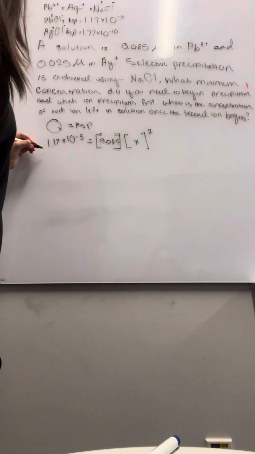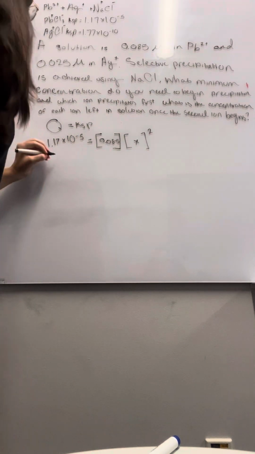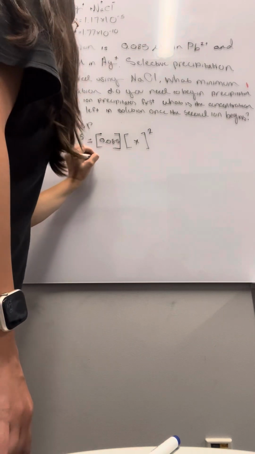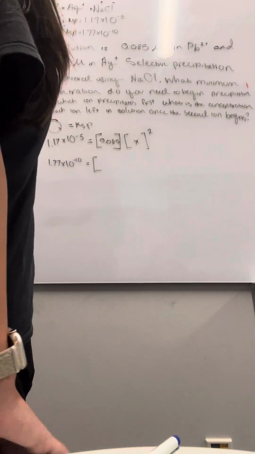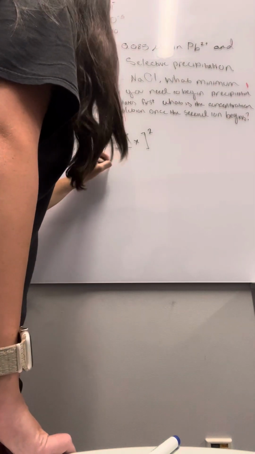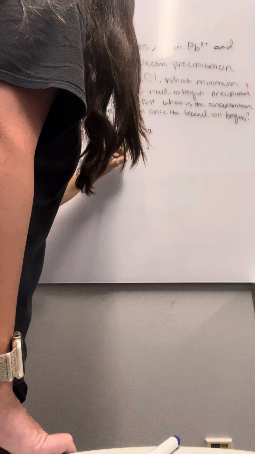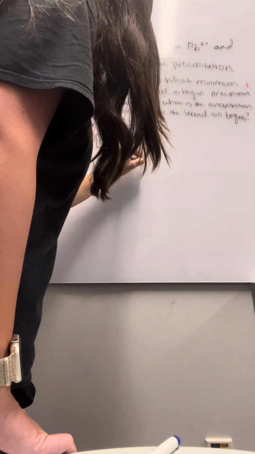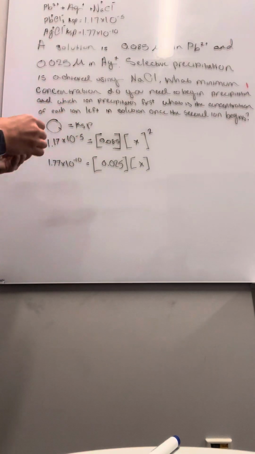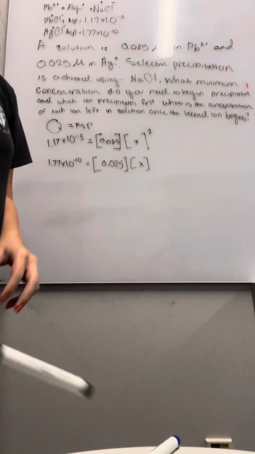And then we're going to do the same thing for AgCl. We know the KSP is 1.77 times 10 to the negative 10. We're going to equal it and then write out the equation. We already know that Ag is 0.025, and we're just going to put x for Cl since we don't know what that is yet. Okay, so now that we're at this point, we're going to solve for x.